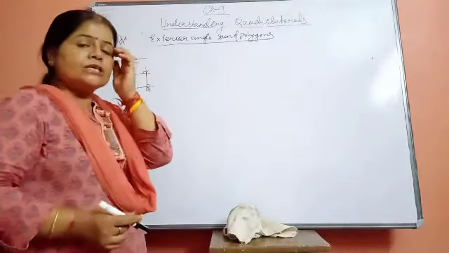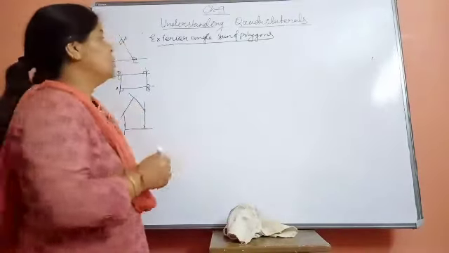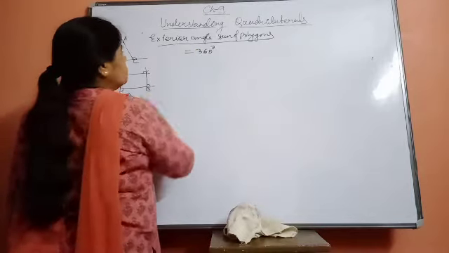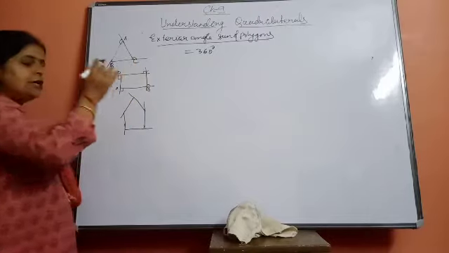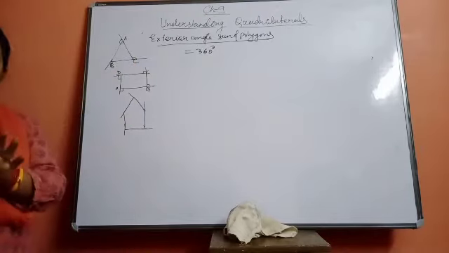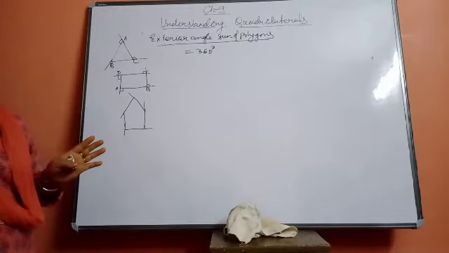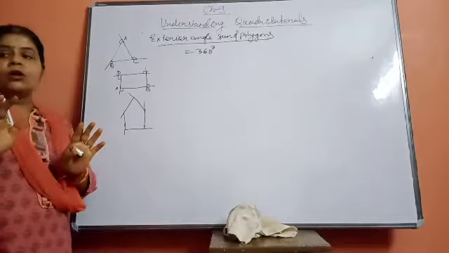Here you just keep one thing in your mind: the exterior angle sum of any polygon will always be equal to 360 degrees. Whether it has 3 sides, 4 sides, 5 sides or n sides, where n means we don't know how many sides it will have, the outer angle sum will always be equal to 360 degrees.